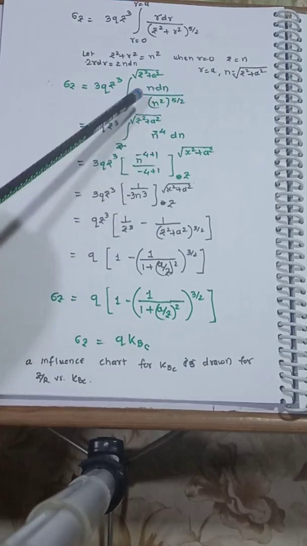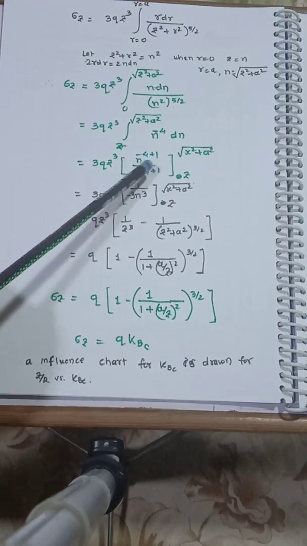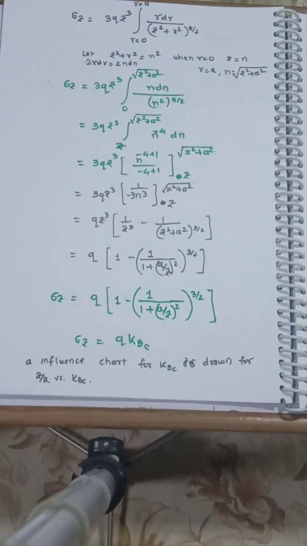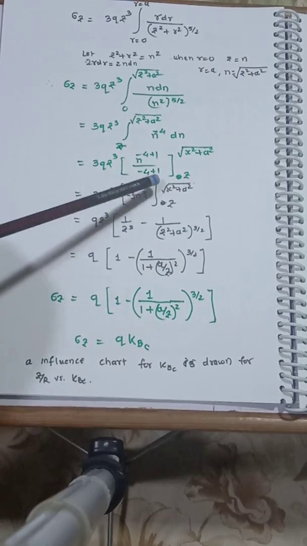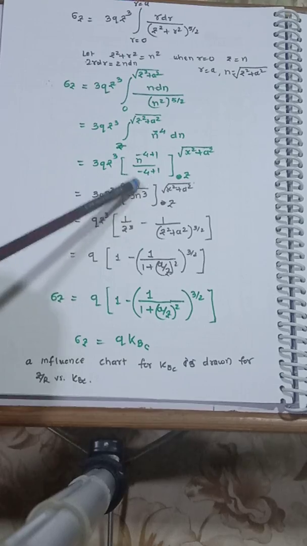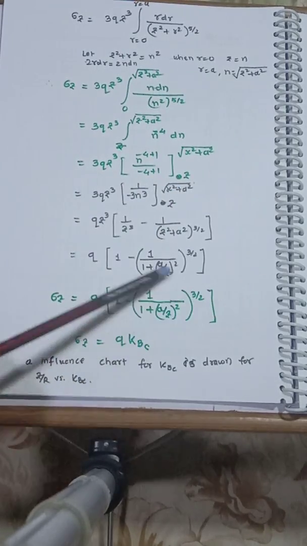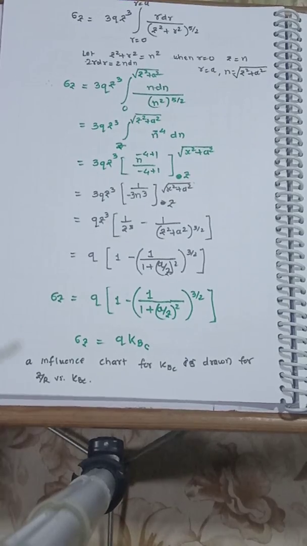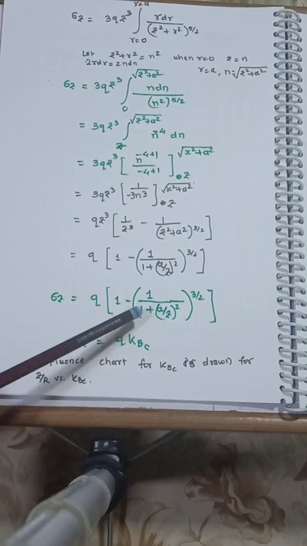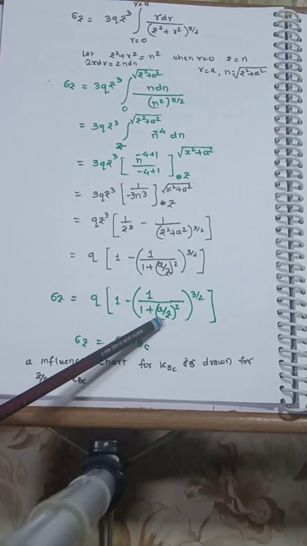So finally it becomes a n to the power minus 4. After integration, it will be minus 4 plus 1, with these limits. And then after solving this integration and substituting these limits, finally we arrive at a simple expression. You'll find it is q intensity times 1 minus this bracket power 3 by 2, where it depends upon a by z.